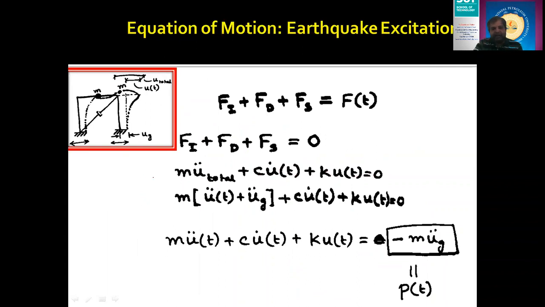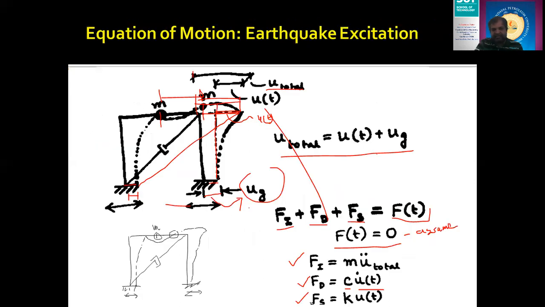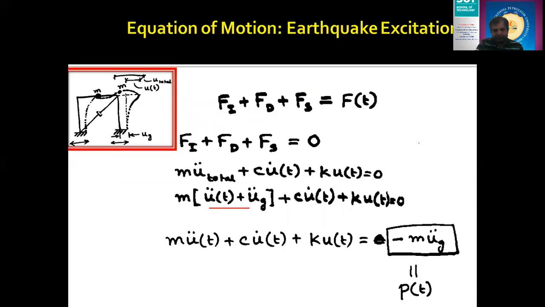Take the value of m out and replace this u double dot total by two things, as it is a combination of these. As per this, you can see u total is nothing but u of t plus u of g. So I have replaced it in this way: m into u double dot of t plus u double dot of g, plus c u dot of t plus k u of t is equal to 0.